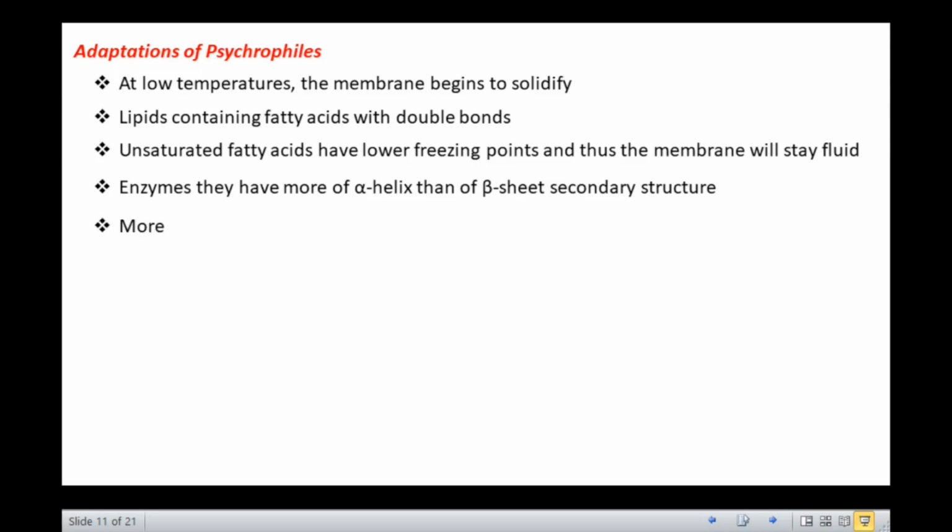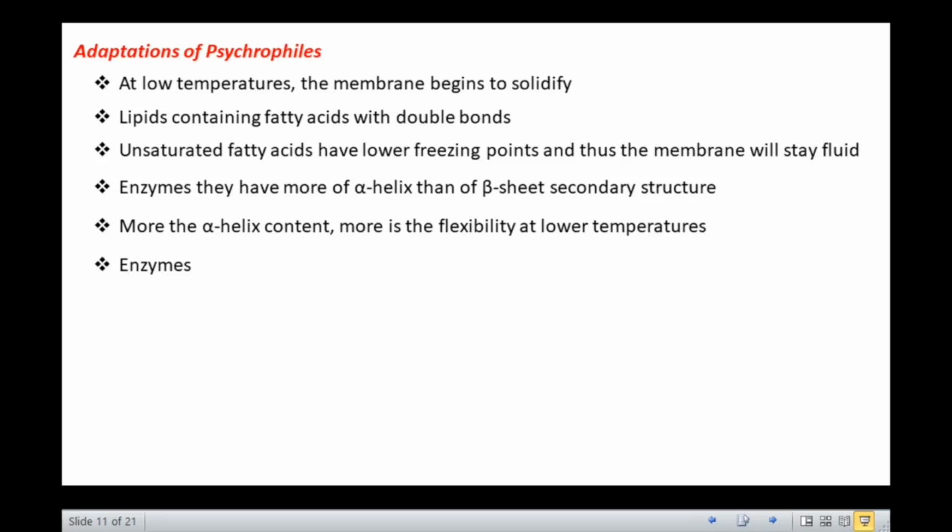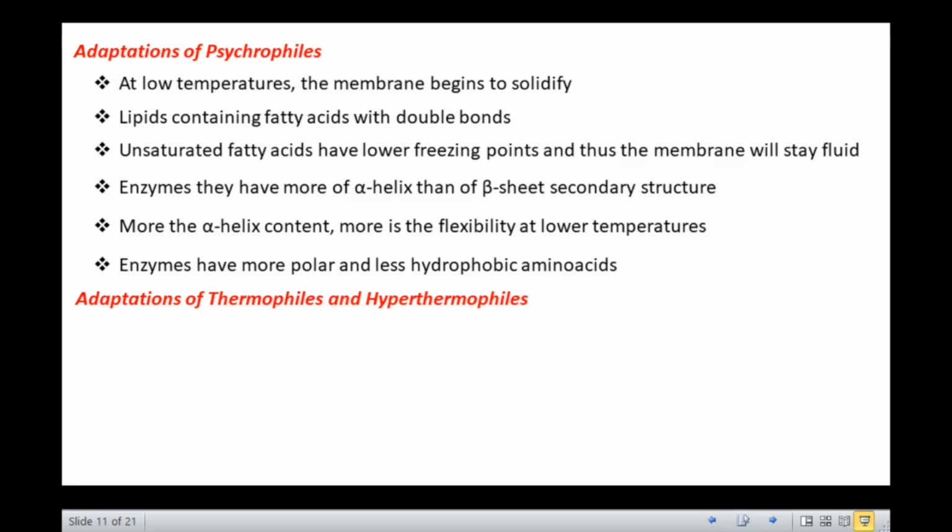Beta sheets have a tendency to form a rigid structure, and hence the more the alpha helix content, the more is the flexibility at lower temperatures. Also, these enzymes have more polar and less hydrophobic amino acids, which might also keep the proteins flexible. Coming to the adaptations of thermophiles and hyperthermophiles, at the higher temperatures, the thermophiles have to deal with a membrane that is too fluid. This great stress might allow the leakage of cytoplasmic contents into the environment.